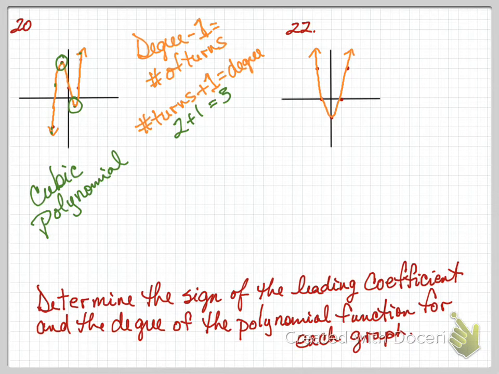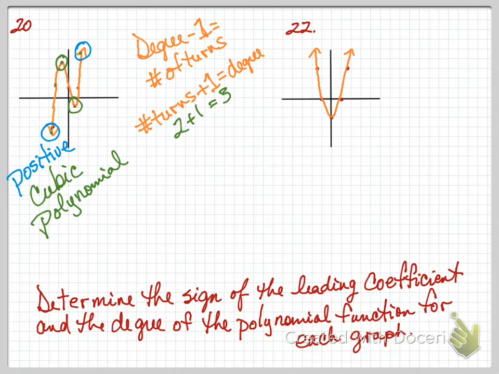Okay, and it says determine the degree of the polynomial function. So we started down, we ended up. If I start at the down position and end in the up position, this means that I have a positive cubic polynomial.